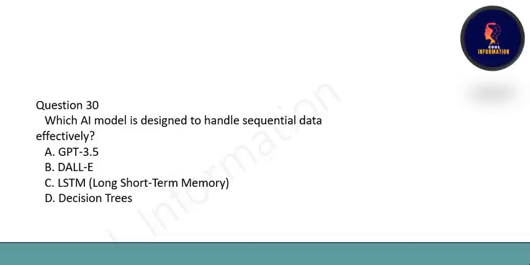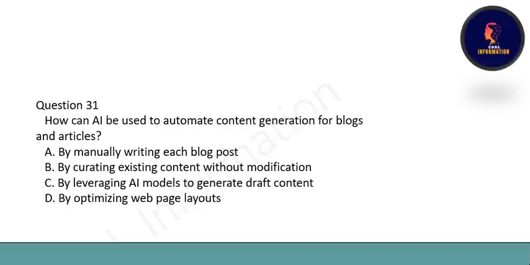Next question is, which AI model is designed to handle sequential data effectively? So to handle sequential data, long short-term memory AI model is used, LSTM. Option C is correct. Next one, how can AI be used to automate content generation for blog and articles? Correct option is option number C, by leveraging AI models to generate draft content. Option C is correct.